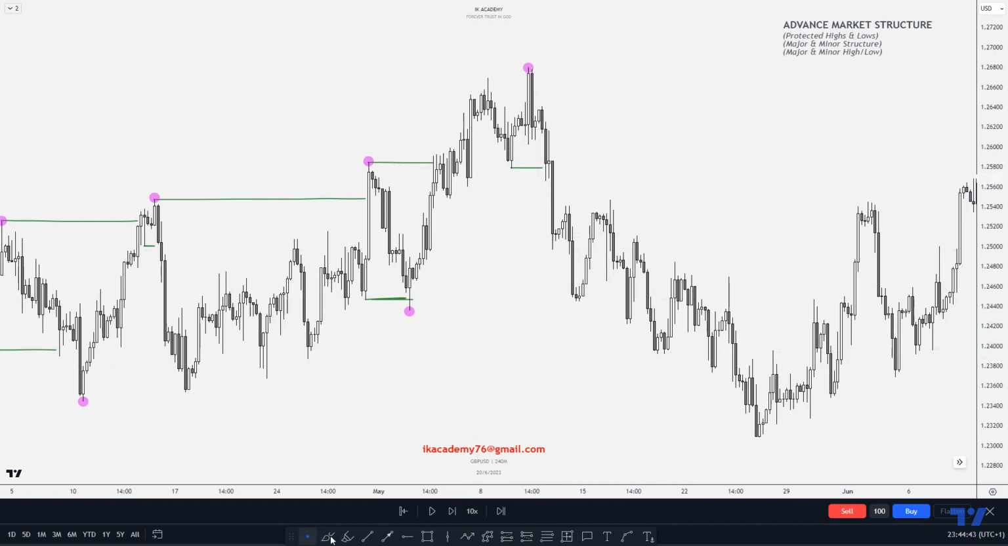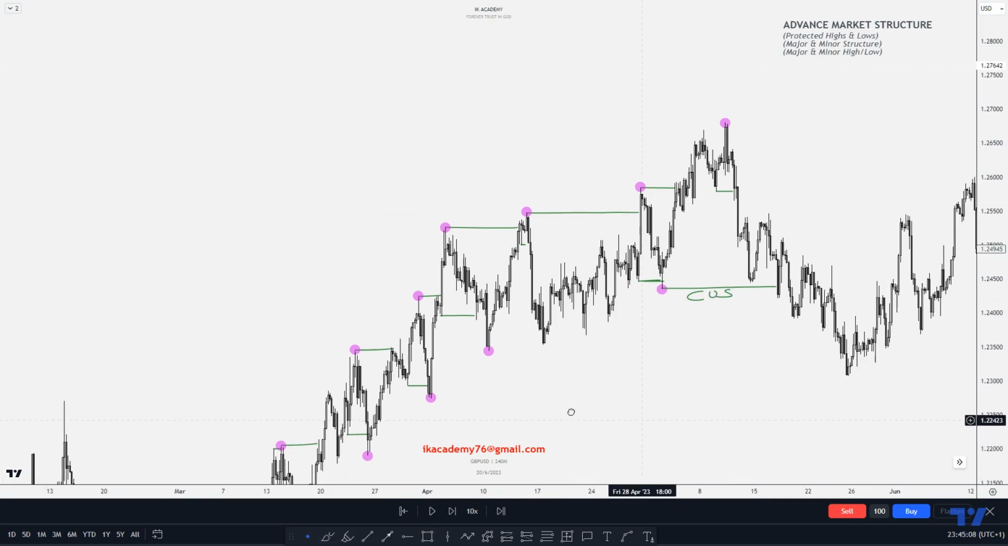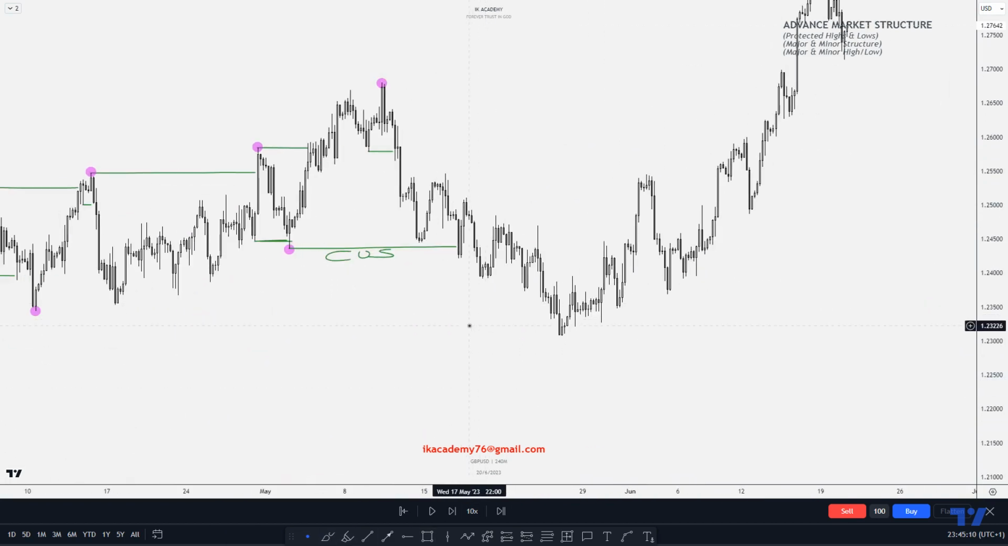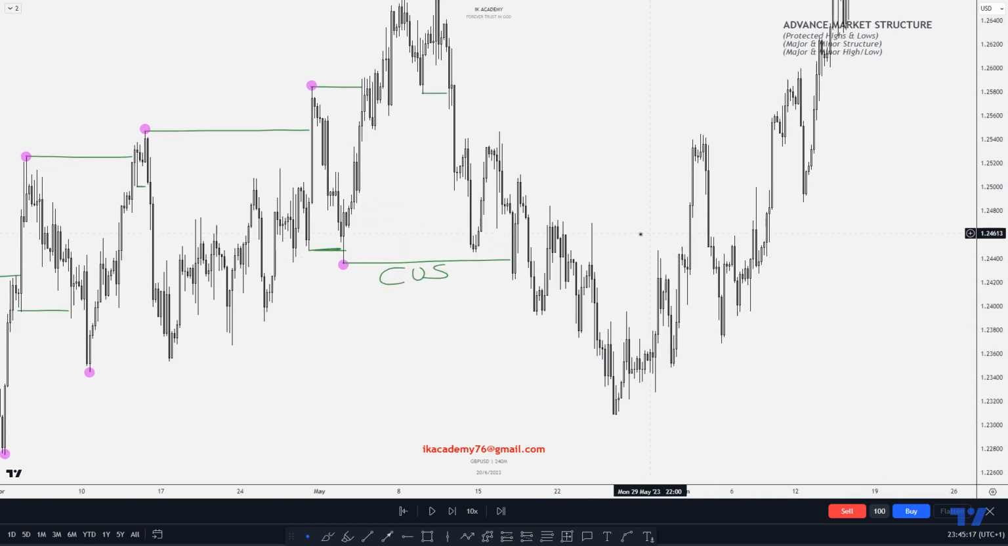Then price started coming to the downside. And now you can clearly see that price took out our protected low here at this point and then shifted into bearish. So now price took out this low here, and now we have a change of structure on this particular time frame. And we can clearly see this is not a pullback, and the price continues to go to the downside. Price didn't take any inducement.